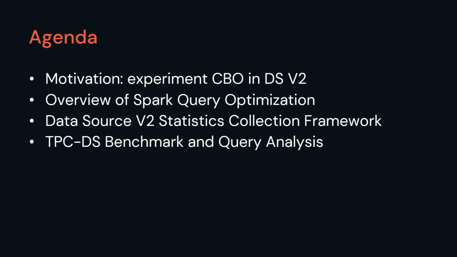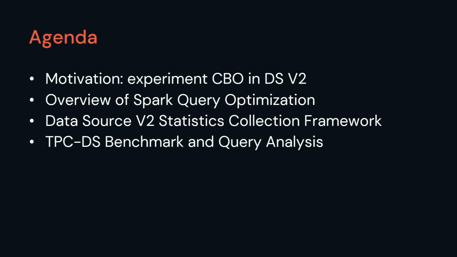The motivation of our work is to experiment cost-based optimization in data source V2. When we did the TPC-DS benchmark using Apache Iceberg, we observed some of the queries are really slow. So in order to solve the problem and make these queries run faster, we have decided to take advantage of the cost-based optimization in Spark.